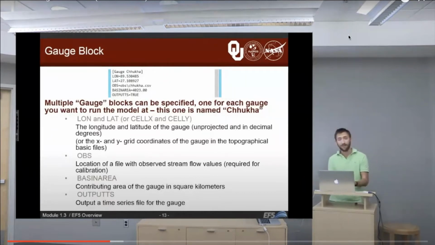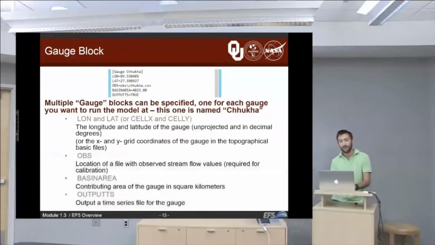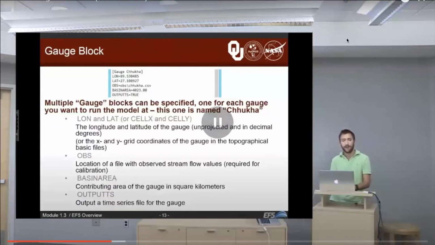We're going to keep things simple, so we only have one gauge for this example, but for each gauge, you need to tell EF5 where it's located. The easiest way to do that is with the longitude and latitude. Y en este ejemplo solo tenemos una ubicación o solo un gauge. Y deseamos decirle al modelo en dónde está, esto en grados decimales.